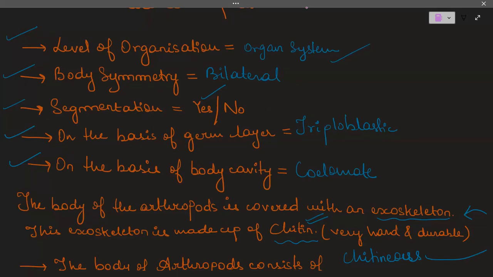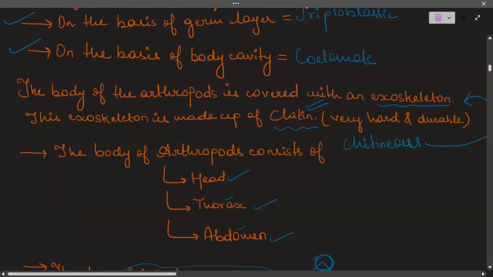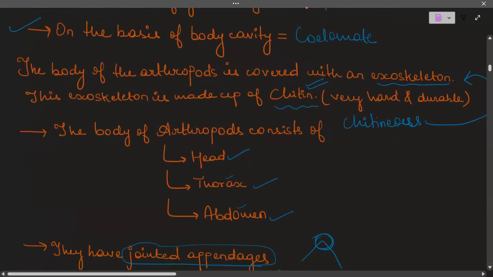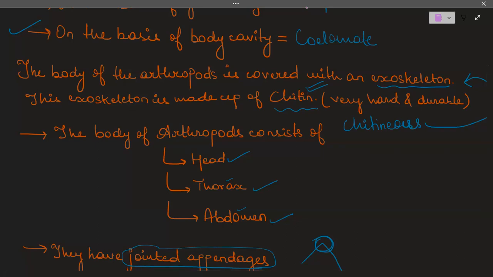Body symmetry is bilateral symmetry. Segmentation is present 100%. On the basis of germ layer, they are triploblastic. Three layers are present. On the basis of body cavity, they are coelomate, meaning true coelom is present. Now, the body of arthropod is covered by an exoskeleton, and this exoskeleton is made up of chitin, which is very hard and durable. So, the arthropods have a chitinous exoskeleton.